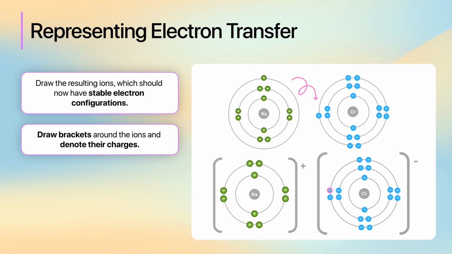By following these steps, you can concisely and clearly represent the electron transfer that occurs during the formation of any ionic compound using dot and cross diagrams. This method allows you to visualize how metals and nonmetals bond through the transfer of electrons, leading to the formation of stable ionic compounds.